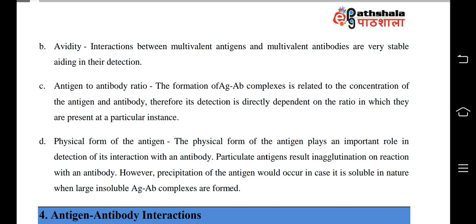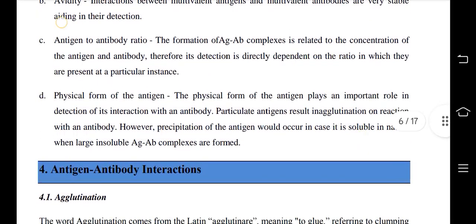The physical form of antigen plays an important role in detection of its interaction with an antibody. Particulate antigens result in agglutination on reaction with an antibody. However, precipitation of the antigen would occur in case it is soluble in nature, when large insoluble AgAb complexes are formed. Another factor is agglutination. The word agglutination comes from the Latin agglutinate, meaning to glue, referring to clumping of substances.